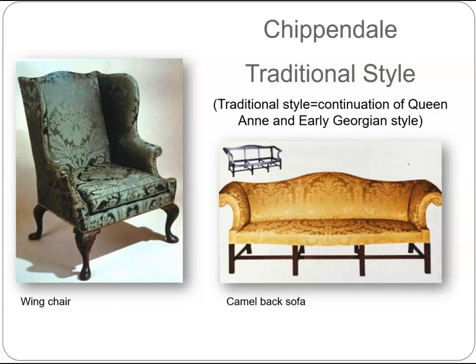These are a few other examples of the Chippendale traditional style. We have the wing chair on the left with the cabriole legs, simple carving at the knee, and then the pad foot. And then we have the camelback sofa with a marble leg.